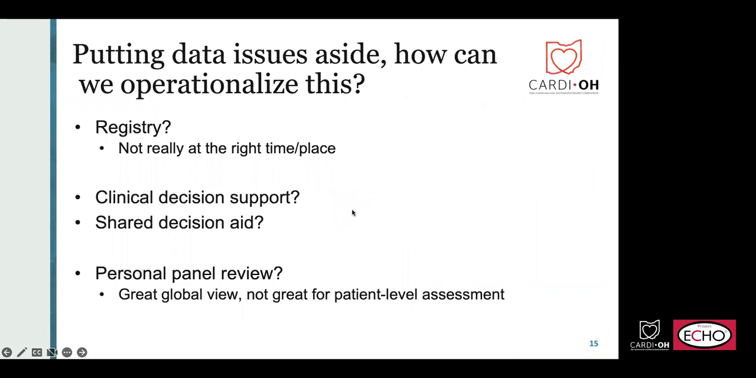So that might be more a reflection of the biased models that we use today, right? But minus the data quality and the data provenance, still an issue to consider. So putting all these data issues aside, how can we operationalize this? We talked a little bit about thinking about registries. Having a registry for statin intensification is not going to work, right? A dashboard that tells you there are 10 patients that need a higher dose of a statin is not really at the right place at the right time.